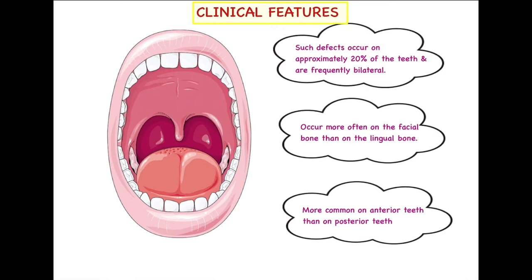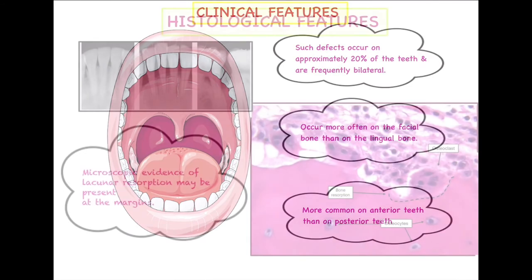And canine is our anterior teeth. So, you can remember it like that, as it is more common in the canine. So, anterior teeth are more commonly affected than the posterior teeth. Only three or four types of clinical features have been mentioned in the standard books. So, I have put up only these.